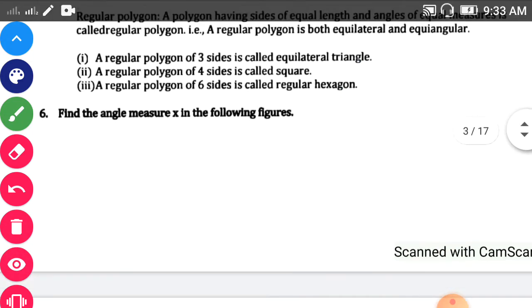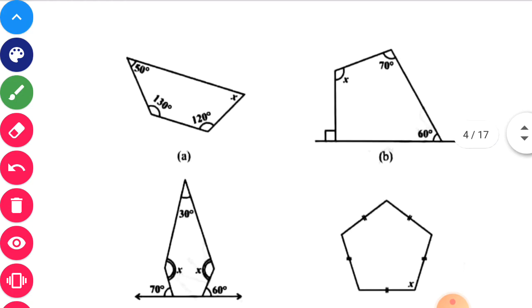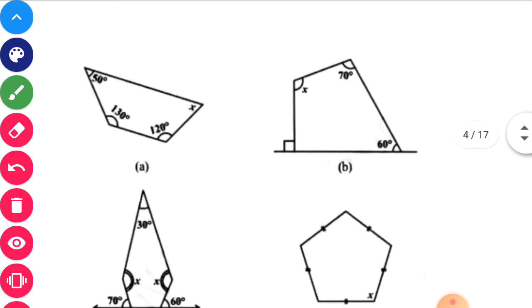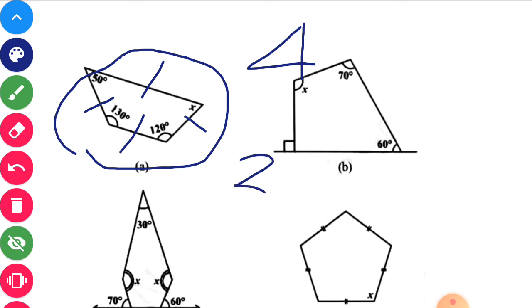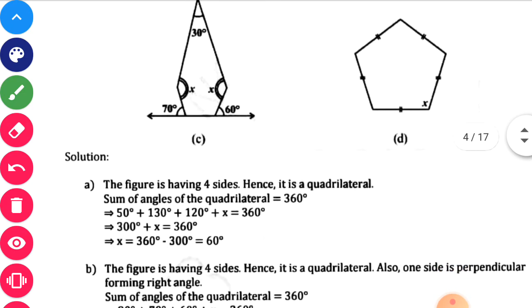Question number 6. Find the angle measure x in the following figures. Some figures are given. Find the measurement of this angle. This is the first one. You can check the figure. How many sides are there? 1, 2, 3, 4. 4 sides are there. So it means it is a quadrilateral. And the sum of all the angle measures is 360 degrees. Sum of measurement of all angles is 360 degrees. So the fourth angle we have to find out.